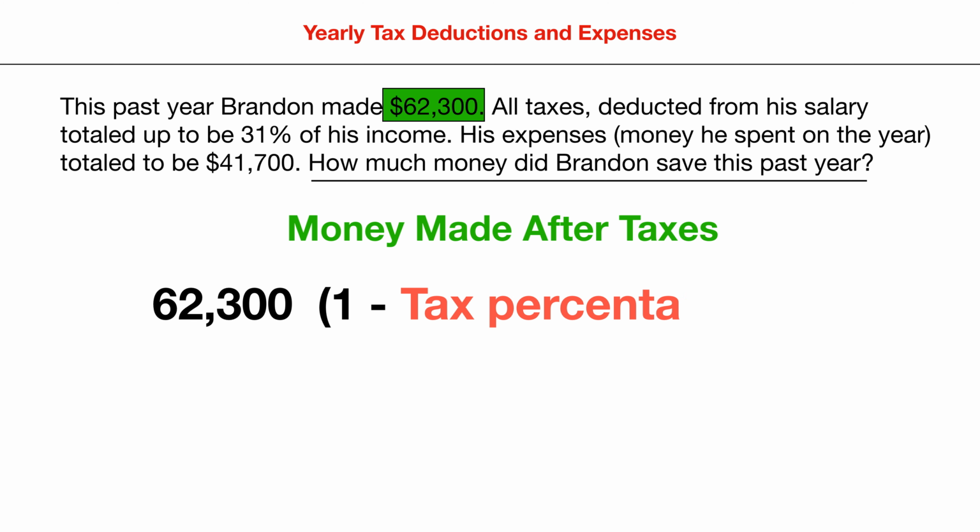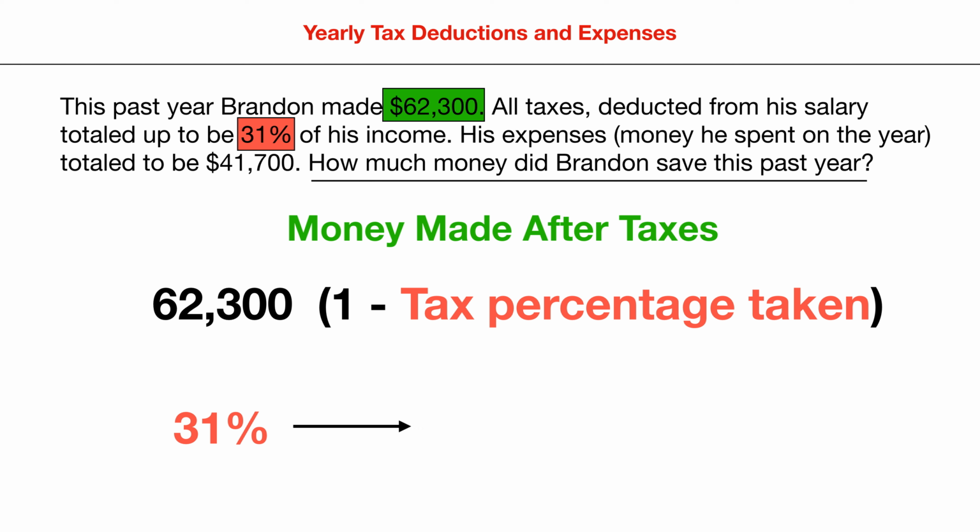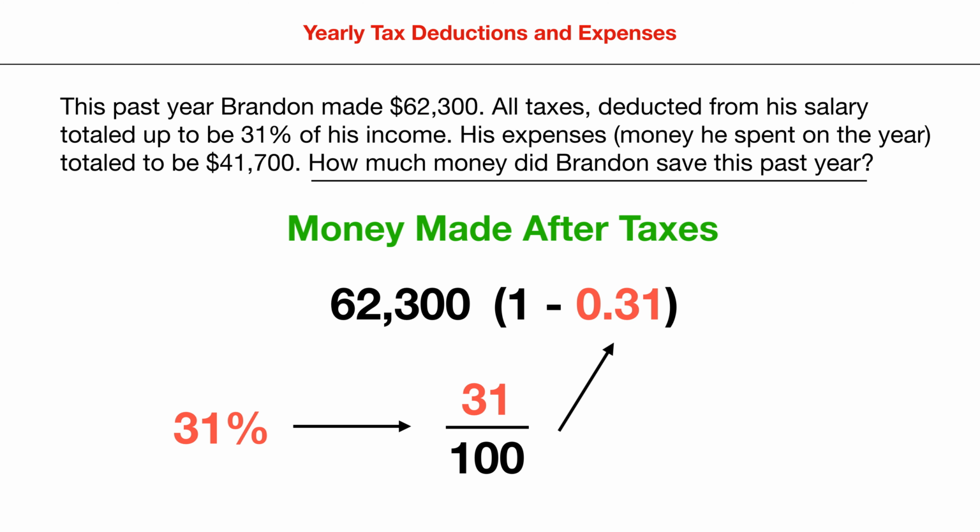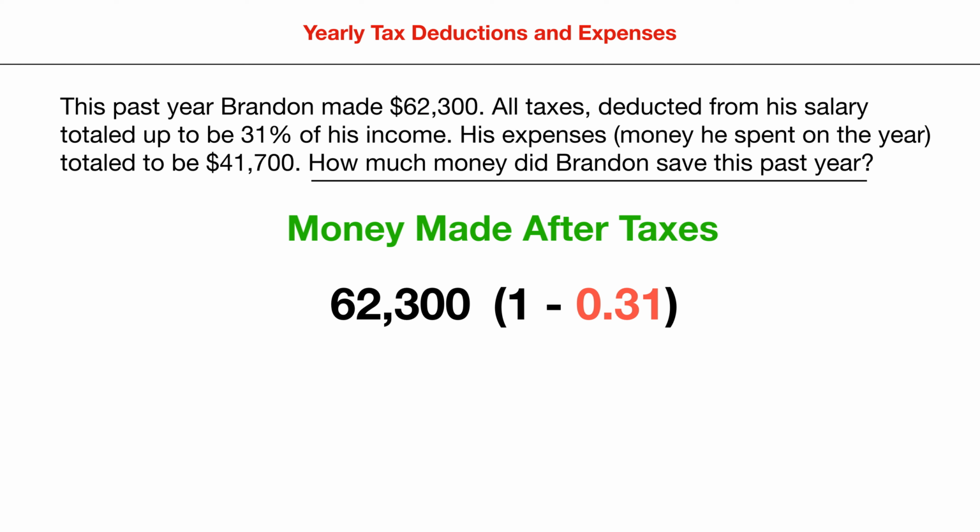So you're going to multiply that by 1 minus the tax percentage that has been taken, and you can see that 31% of his income has been deducted for taxes. Remember how we do this. We want to get 31 to a multiplier. 31 divided by 100 gives us 0.31, and that is what you're going to subtract from 1. So you're going to put 1 minus that number right there. Now you can go ahead and make this calculation.